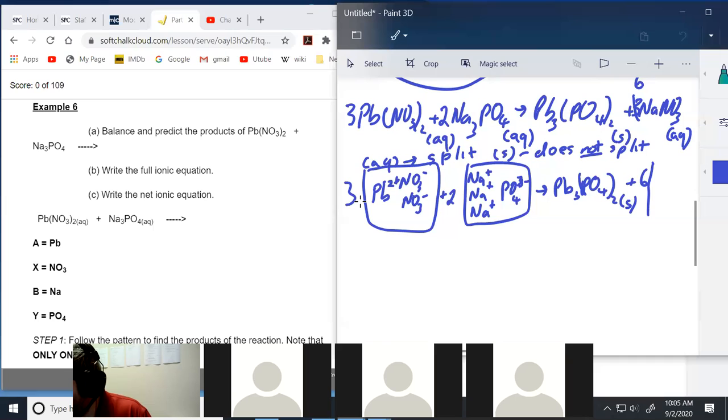And then we've got the NaNO3s, and there's 6 of those. And that's going to be Na+ and NO3-. Sorry about that, trying to squeeze it in.